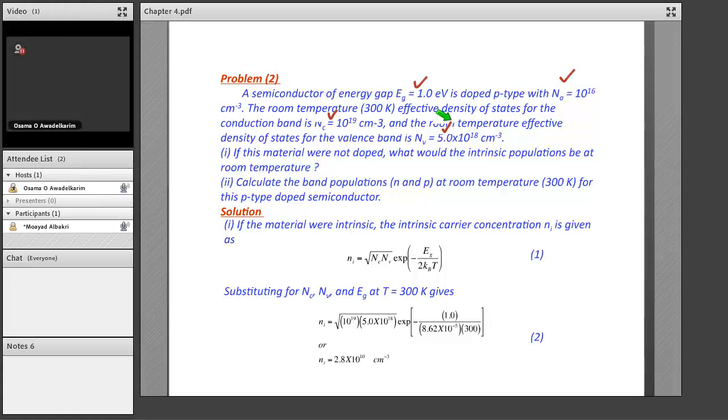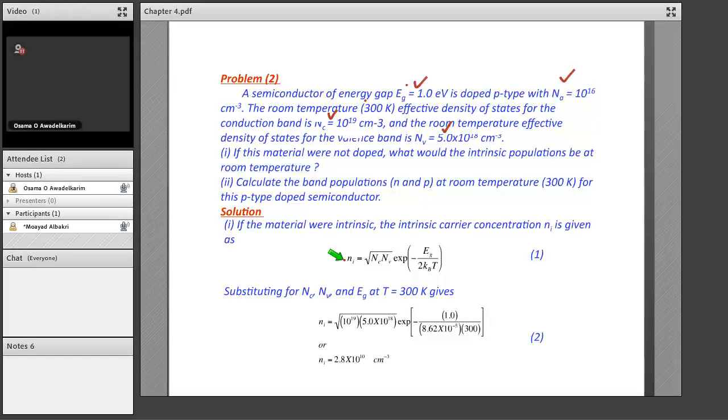So let's first assume that it is not doped. Just a semiconductor of band gap equal to 1 electron volt, and at room temperature, which is 300 Kelvin, what is the intrinsic carrier concentration? What's the concentration of electrons and holes? So we go back to the relations we studied in this chapter, and we find Ni, the intrinsic carrier concentration.